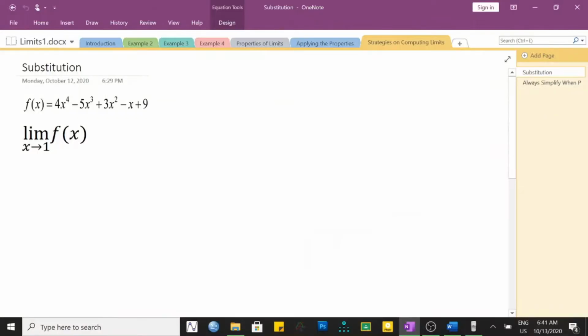Isip na Hub. Welcome to another episode of our series on limits. This time, we're going to discuss some important strategies in computing limits.